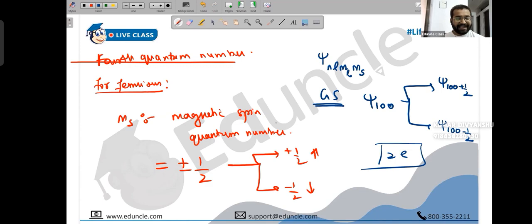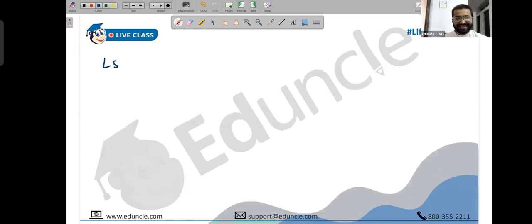Even the L shell, you have learned since childhood, has always a maximum of 8 electrons. Now you will know why it is 8. When you talk about the L shell, degeneracy is 4, and now you have spins too, so the spin doubles. The L shell is your first excited state, your second level.